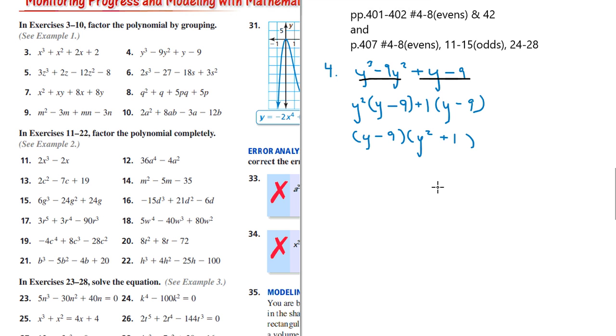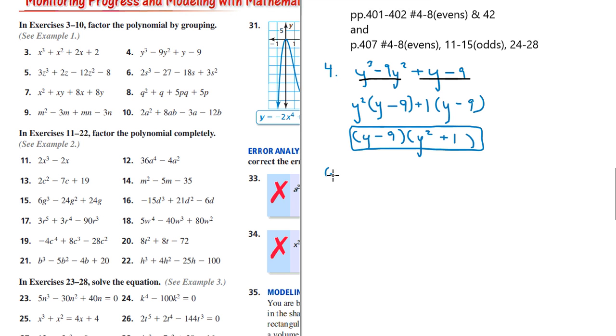All right, now is this factored completely? Well, we can't take out any more greatest common factors here between this y and negative 9. There's no greatest common factor here, and this is not the difference of two squares, so this is the factored form, and this is our answer.